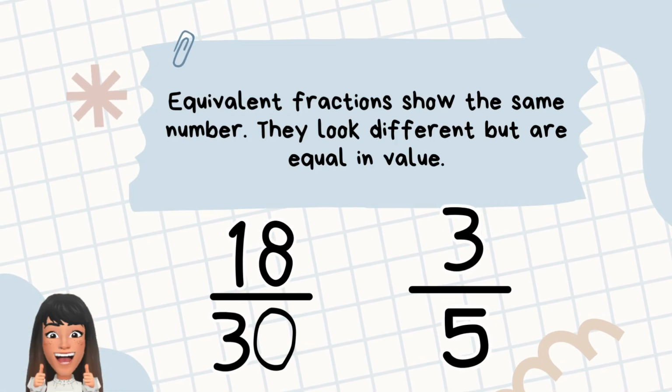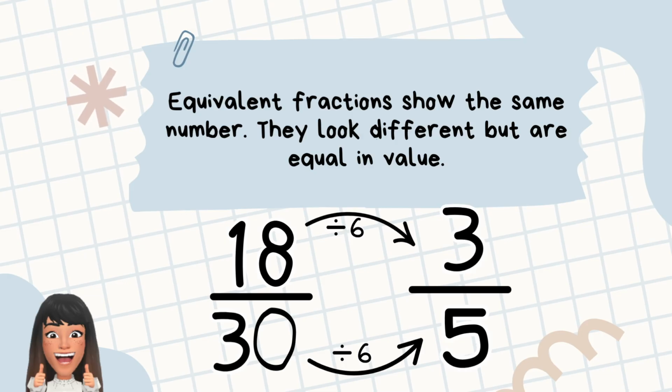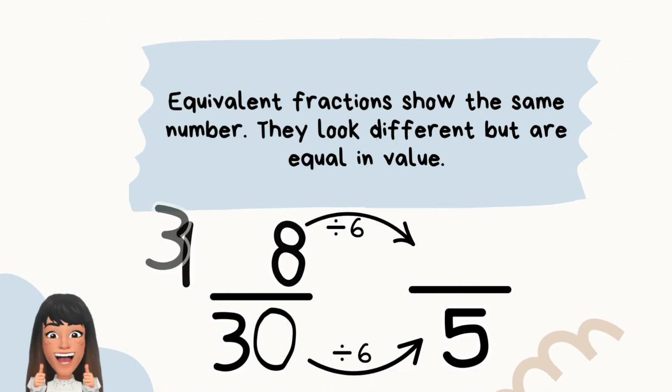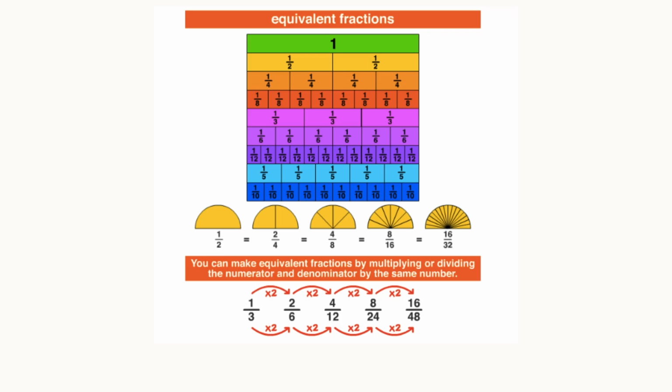Let's have a look at another example. Here I have 18/30, which is equal to 3/5. If I divide both the numerator and the denominator by 6, 18 divided by 6 is 3, 30 divided by 6 is 5. An important rule to remember: multiply or divide both the numerator and the denominator by the same number to get an equivalent fraction. Bar models are really helpful to help you understand how big a fraction is.